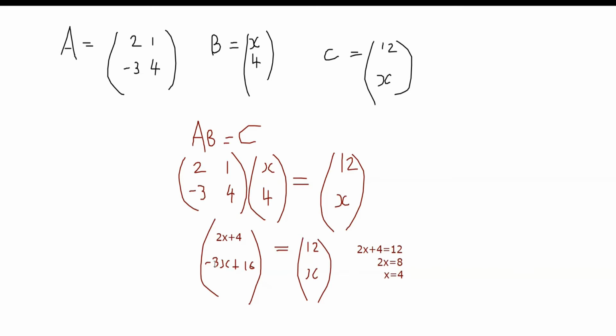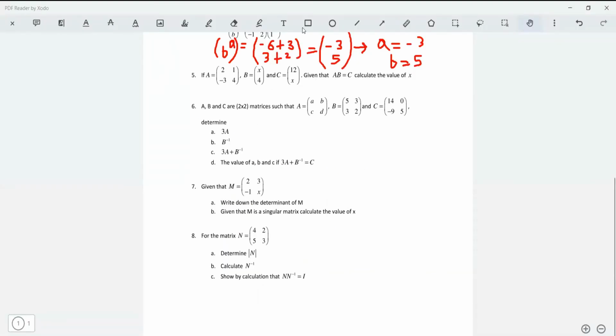Let's say you wanted to use this equation. You would have minus 3x plus 16 is equal to x. You'd bring over the 3x to get 16 equal 4x. Then you divide both sides by 4 to get 4 is equal to x. So anyway you take it, x equal 4. That's it. So x is 4 for number 5.